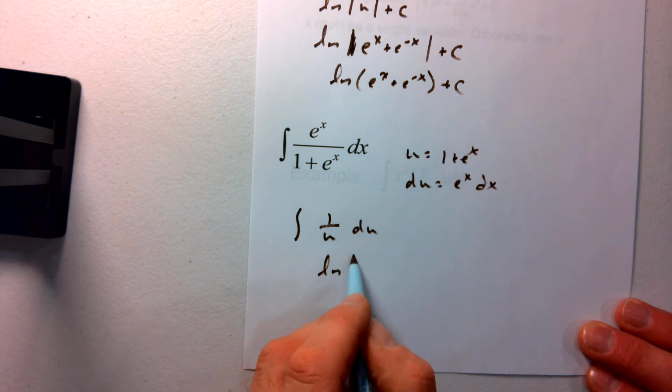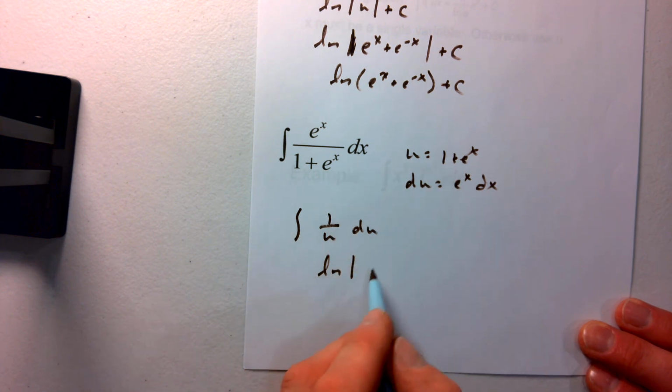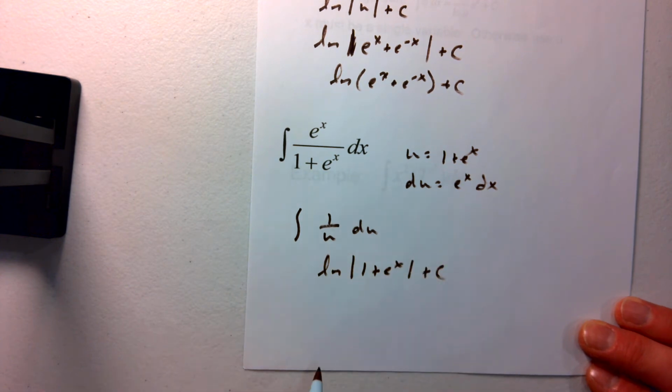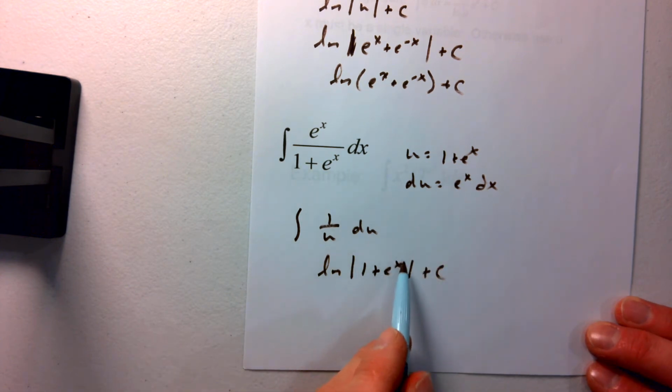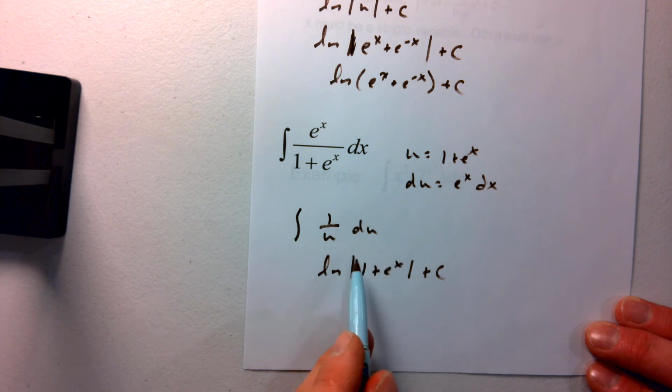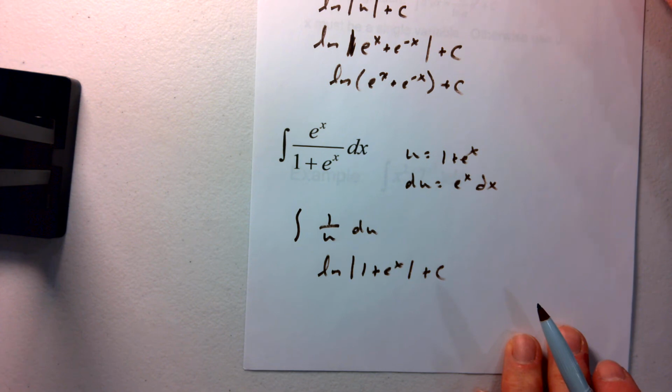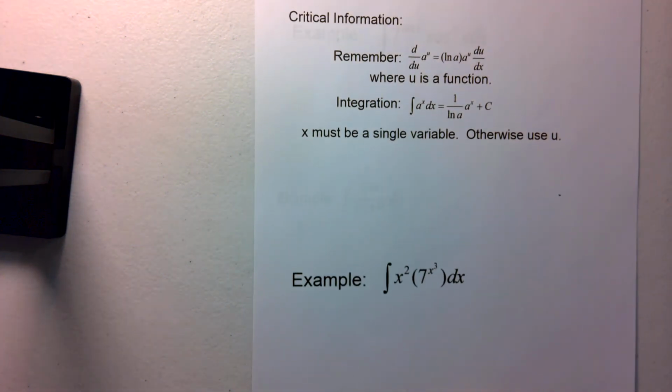Oh, yes, natural log of u, which is natural log of 1 plus e to the x plus our c. Again, e to the x is positive, 1 plus that's going to be positive, so we don't have to have those absolute values in this case either. But we can put them in there nonetheless.